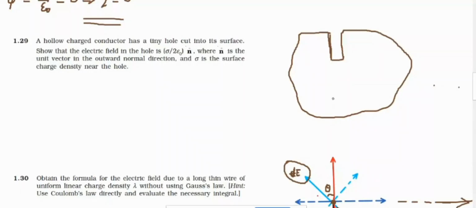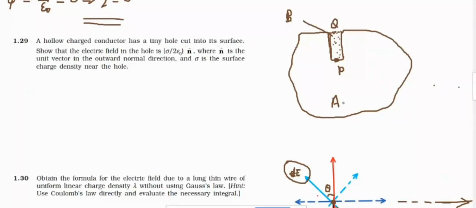Now the conductor we can call conductor A. We are asked to calculate the electric field at this point, or we have to prove that the electric field at this point is sigma divided by 2 epsilon naught. For that purpose, we can assume that this whole cavity is filled with the same material as that of the conductor. And here we want to calculate the electric field. The material filled at this point we can take as P. Now we need to consider two points, point P and point Q.